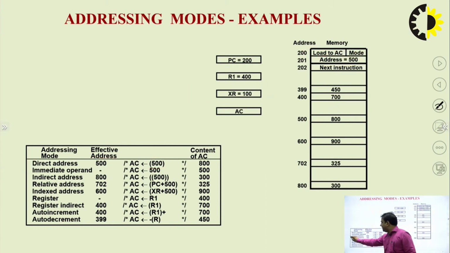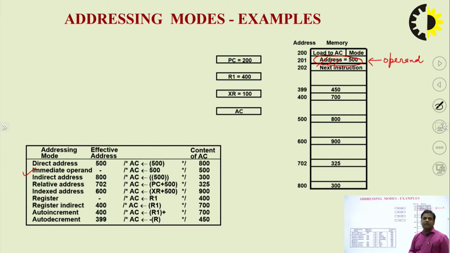Next we come to the immediate operand. Immediate operand means the content that is given in the address field is not actually an address, this is the operand directly. It behaves like an operand. The address field becomes the operand field in case of the immediate addressing mode. So the content of the accumulator is 500.